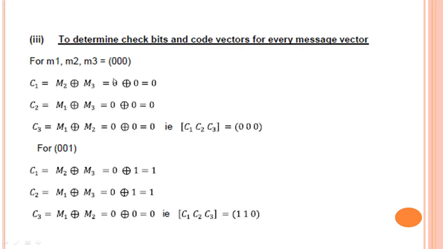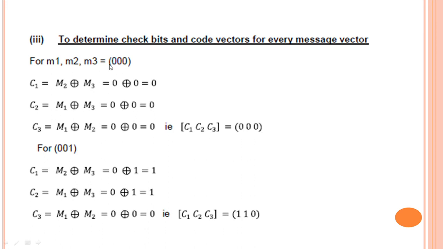So let us see how a code vector can be generated for the message bits 000. For the message bits 000, that is M1 is 0, M2 is 0, and M3 is 0. The check bit C1 can be generated as M2 modulo 2 added with M3, which we already got in the equation. So 0 modulo 2 with 0 will give 0. And C2 is M1 modulo 2 added with M3, so 0 will give again 0, and C3 is M1 modulo 2 added with M2, again it will give 0. So for the message bits 000, the check bits generated are also 000.